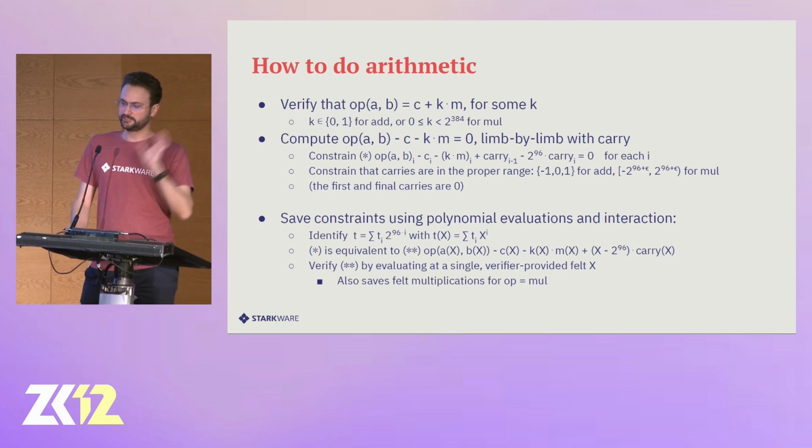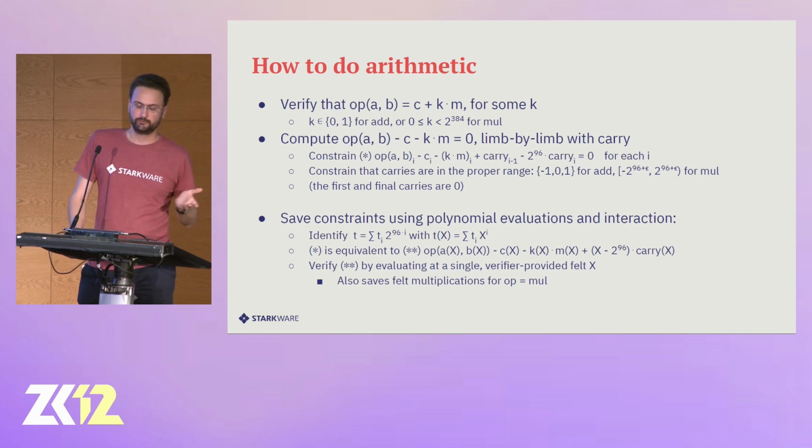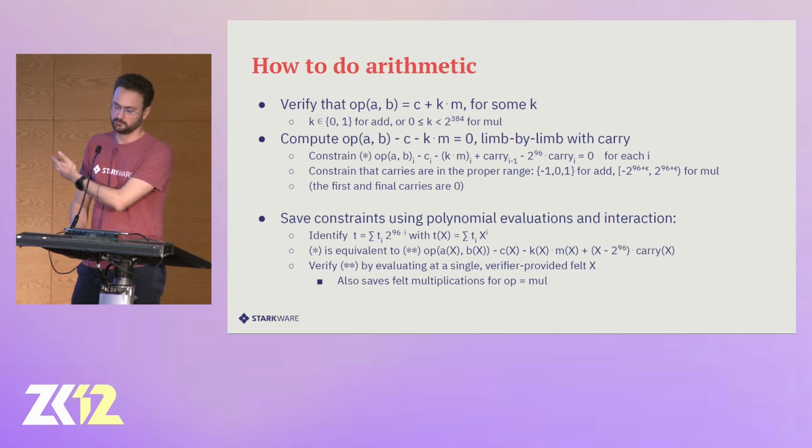So the condition star is exactly equivalent to this polynomial vanishing by coefficients. On the other hand, we know that it's a very low degree polynomial. It's degree 3 for addition, degree 6 for multiplication. And our field is very large. It's size 2 to 251. So to prove that this polynomial vanishes, we can sample it at a random verifier provided point. And if that vanishes, then almost surely this polynomial actually vanishes in all of its coefficients.